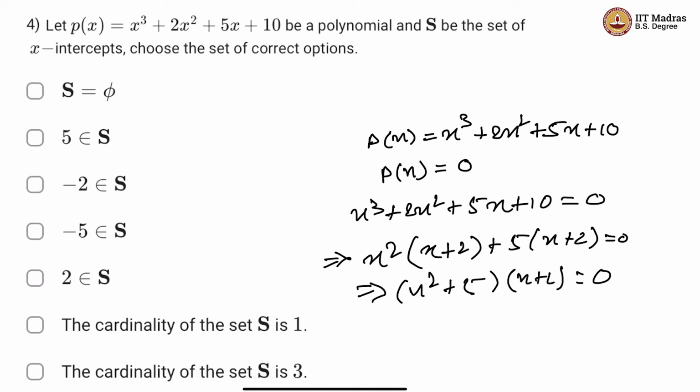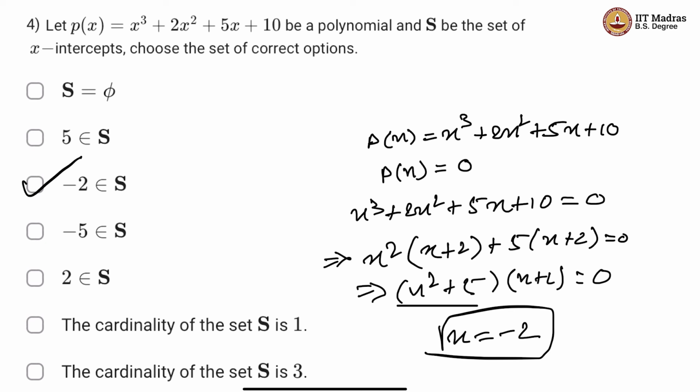Okay, clearly from this factor we cannot get any real roots. This factor will give complex roots, which we will not consider, right? And x = -2 is the only real root. That means x = -2 is the only real x-intercept of the polynomial. That means this option is correct. Okay, and the cardinality of S is 1. So these two options are correct. Okay, thank you.